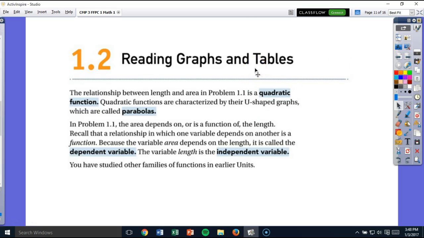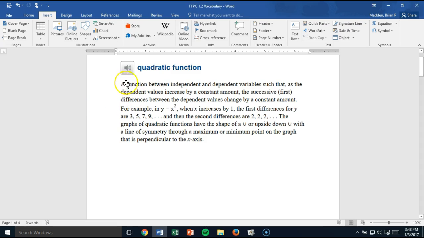So as we turn to page 9 in our textbooks, reading graphs and tables, we have some vocabulary we need to go over here. It says a relationship between length and area in problem 1.1 is a quadratic function. And if we look to define quadratic function, our book tells us that it is a function between independent and dependent variables such that as the independent values increase by a constant amount, the successive first differences between the dependent values change by a constant amount. So it's going to give us an example of y equals x squared.